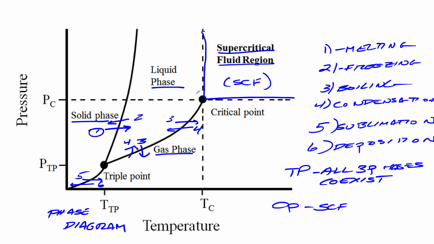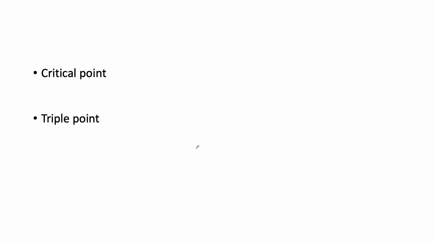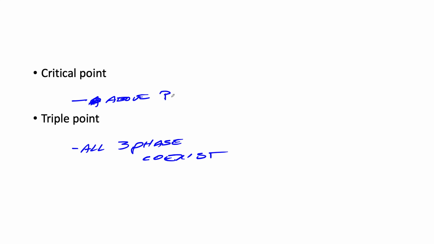so most of the time chemists focus on these three regions: solid, liquid, and gas. So again, critical point and triple point. Triple point, all three phases coexist. And critical point, above the critical pressure and temperature, supercritical fluid is present. All right, this is what I want you to learn.